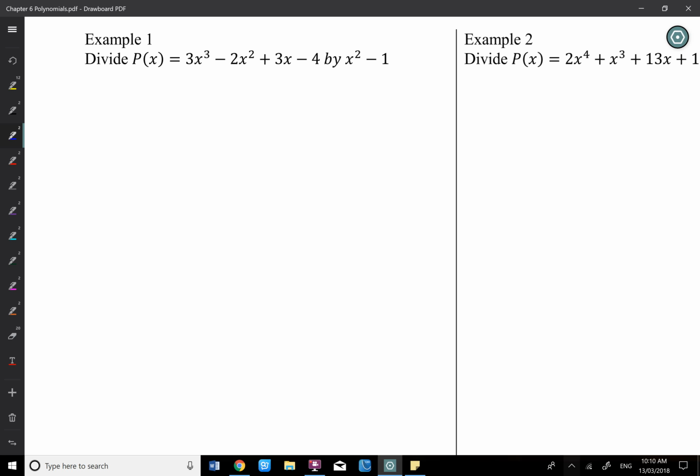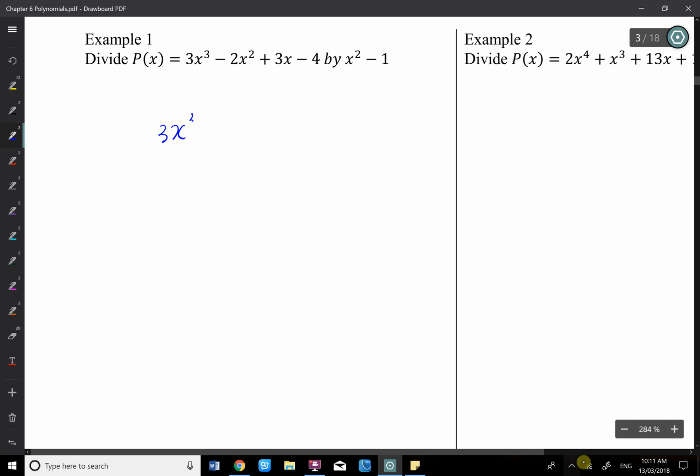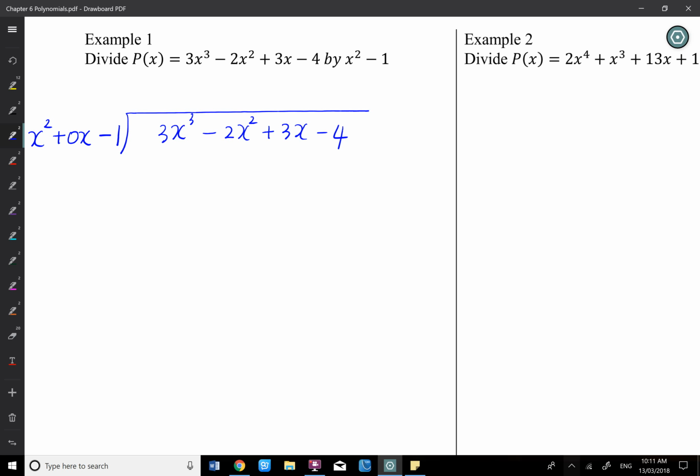First of all, you need to write things in decreasing order, like cubic, quadratic, linear, and constant. And you can see we have 2 terms only for the quadratic. We need a 0x to be there to keep the position for the x term. So what I'll do is 3x cubed minus 2x squared plus 3x minus 4, divided by x squared plus 0x minus 1. I will write the x term out as well. It should be 3 terms for a quadratic, so even though the coefficient is 0, I can still put the 0 there to keep the spot.